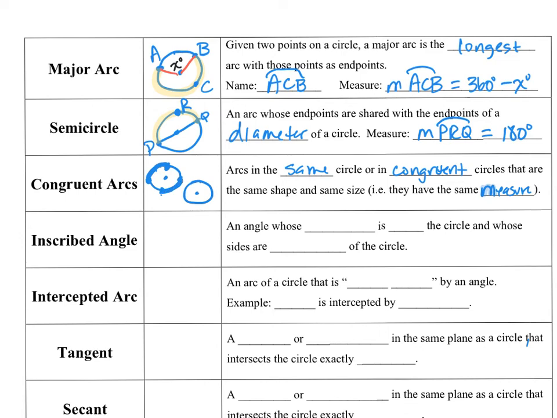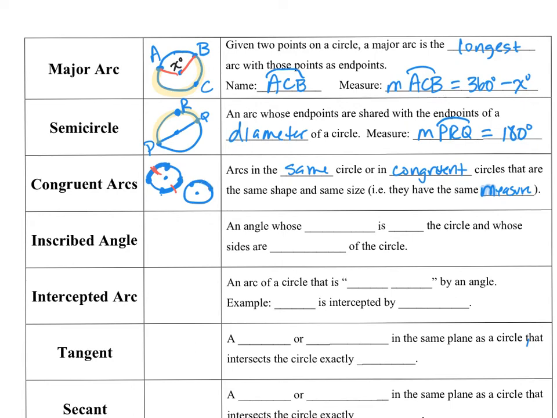Okay, that appears to be the same shape and same size. They would have the same measure. So the way we would indicate that those arcs are congruent is we would use tick marks, just like we would when we're marking congruent segments. So you can either have arcs within the same circle that are congruent to each other, or if you have two congruent circles, we could have congruent arcs among those congruent circles.